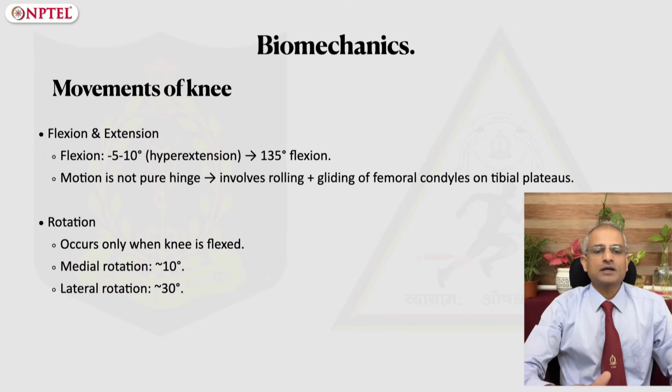The knee's movements are complex, which combine rolling, gliding, and rotation. The primary movements possible at the knee are flexion and extension. This extends from about 10 degrees of hyperextension to 135 to 140 degrees of flexion. Some degree of rotation is also possible at the knee, especially when the knee is flexed. Medial rotation of up to 10 degrees is possible, and a lateral rotation of up to 30 degrees.